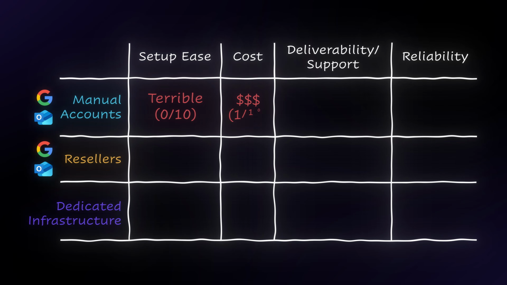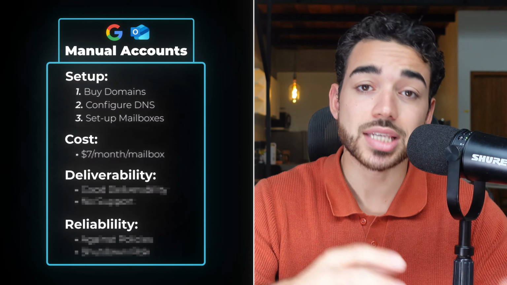In terms of costs, we're looking at a 1 out of 10 because it costs around $7 a month per mailbox. I found that most people like to set up around 50 mailboxes in total, which is just the right amount to contact 5,000 to 10,000 prospects a month. So that will be almost $400 a month just for the mailboxes and hours to set them up.